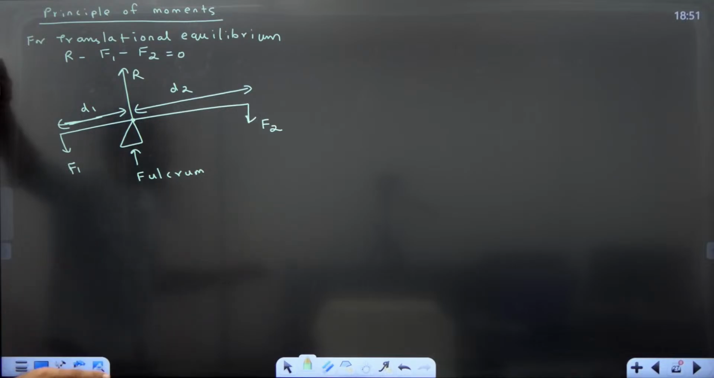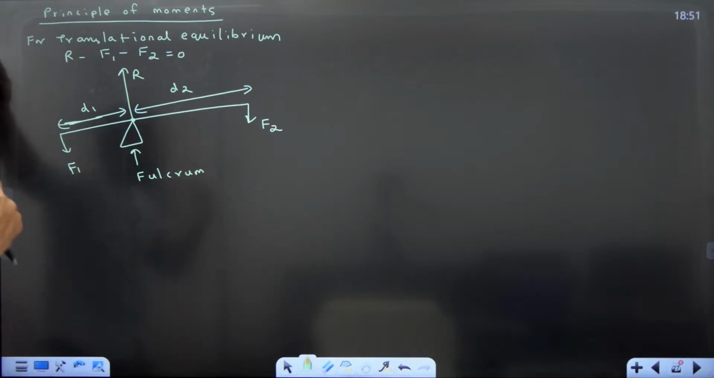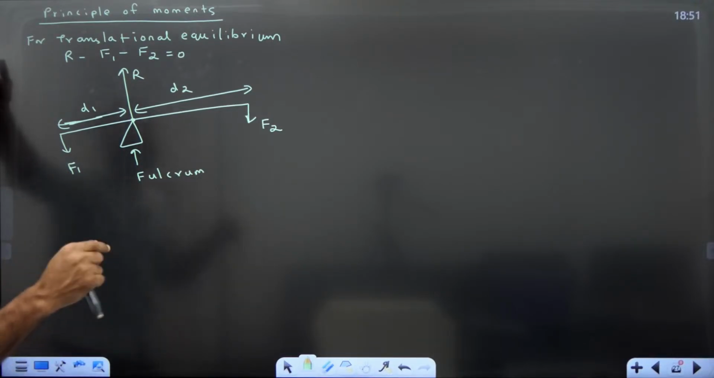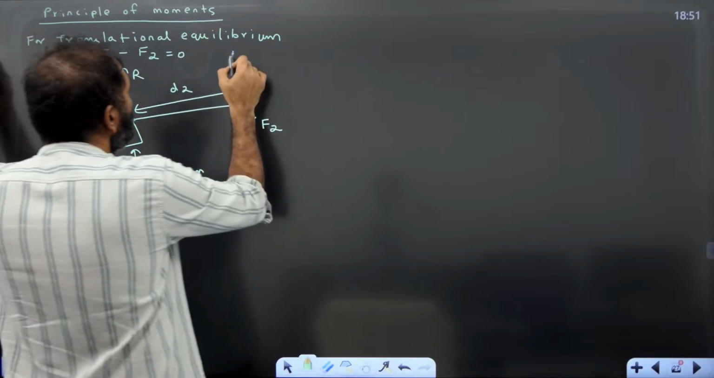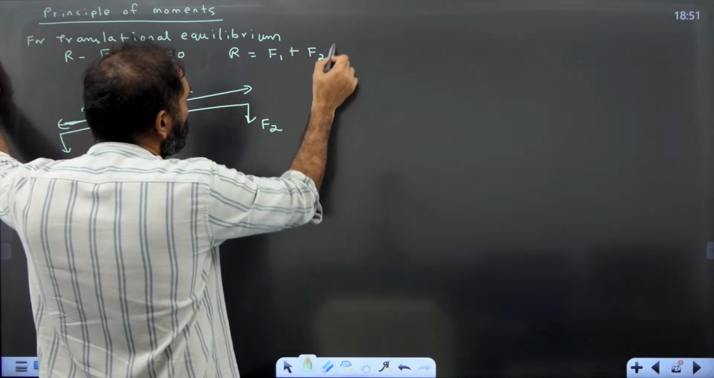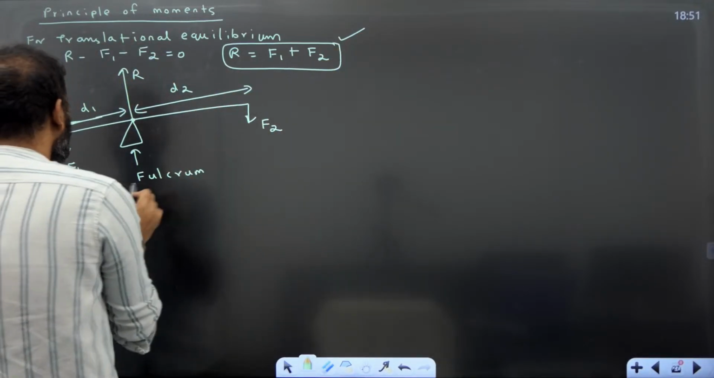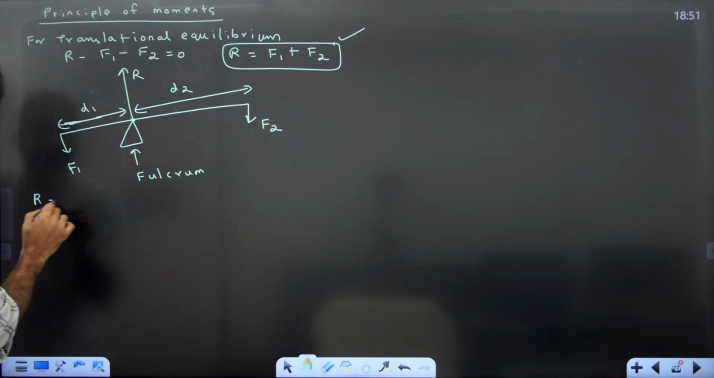What is the net force? Sum of all the forces. Here upward forces are taken as positive, downward forces are taken as negative. So R minus F1 minus F2 is equal to 0, which means what? R equal to F1 plus F2. This is the condition for translational equilibrium, where R is the normal reaction.